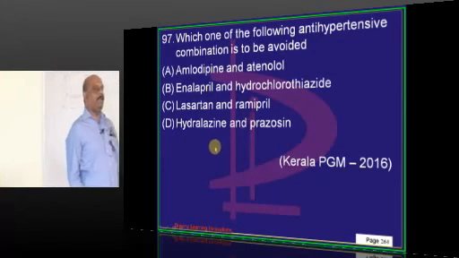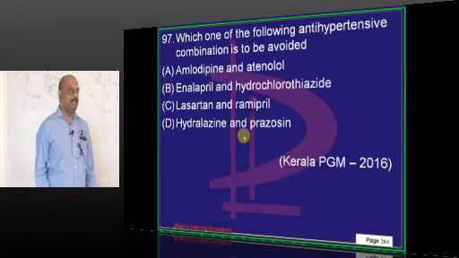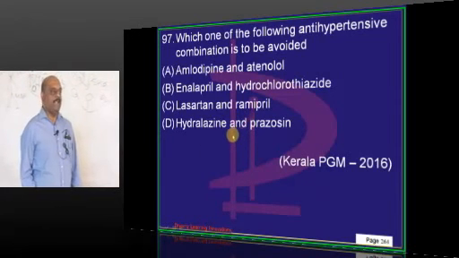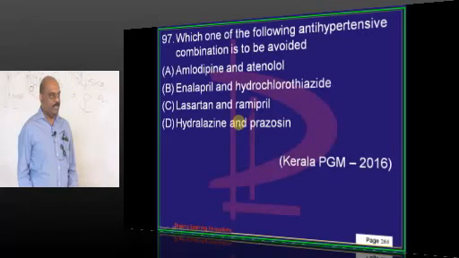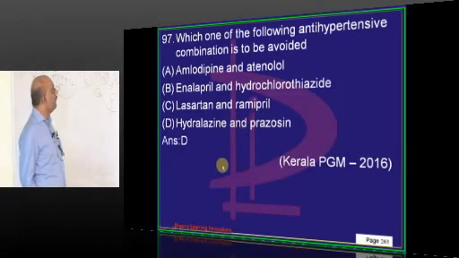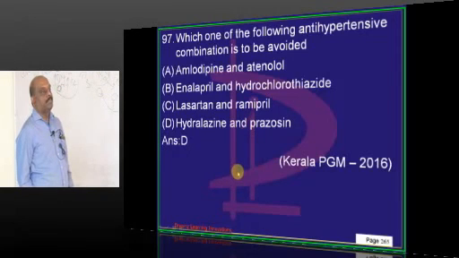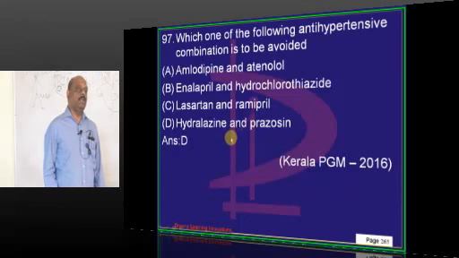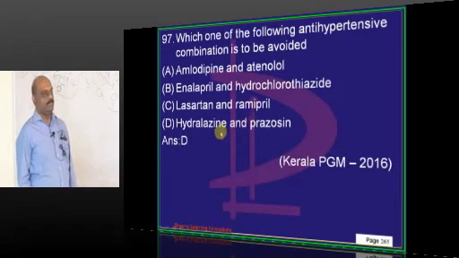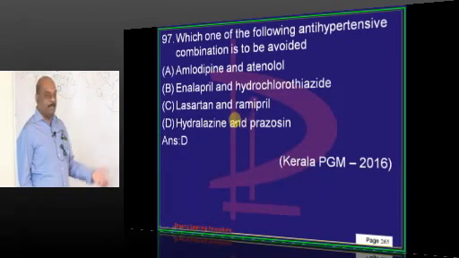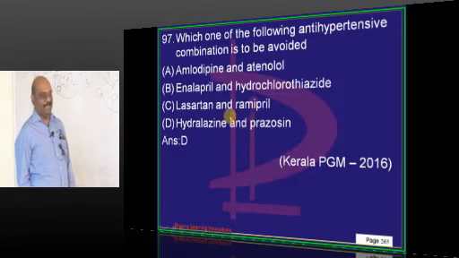Then which combination is avoided? Prazosin leads to arterial dilatation and postural hypotension, hydralazine leads to venodilatation. If you dilate both and keep the person like that, how will blood go to the heart or come out of the heart? So this combination is avoided. Earlier, ARB plus ACE inhibitor used to be combined. Now the recommendation is that you need not combine ACE and ARB, but two ARBs can always be combined. There's nothing wrong. Losartan is Lakshmana, ramipril is Rama. Together is fine.